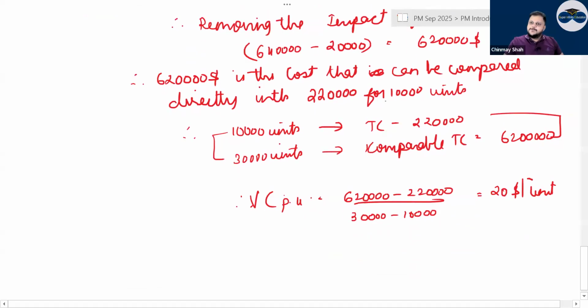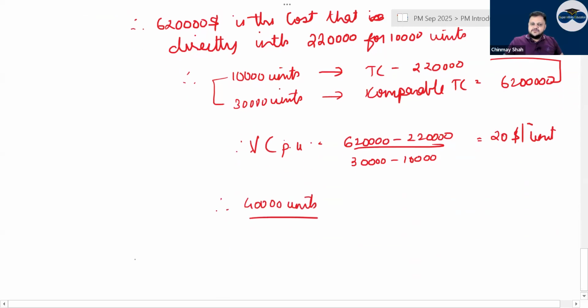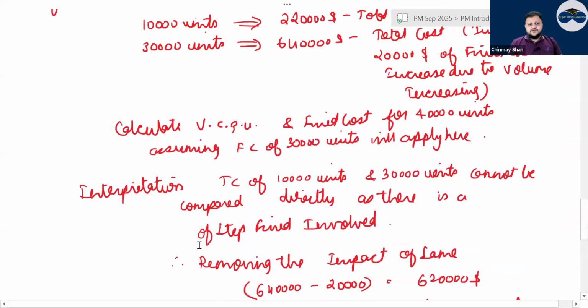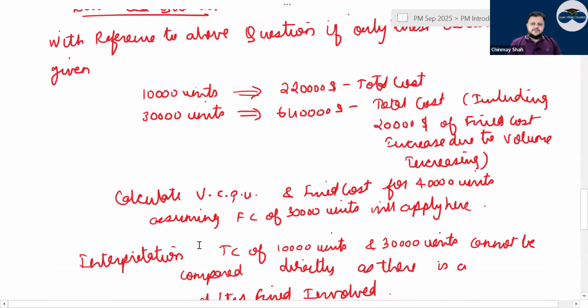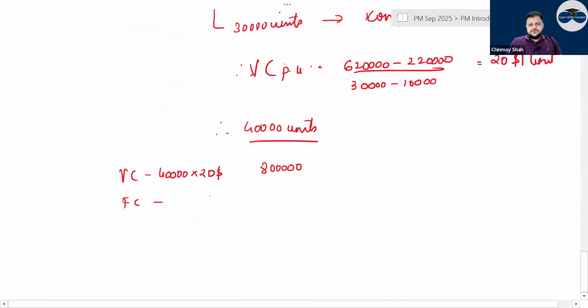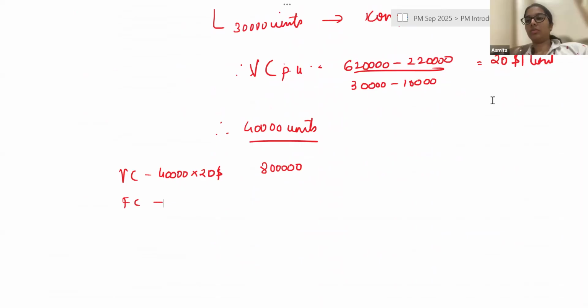Let's go ahead. Therefore, for 40,000 units, if we want to calculate, tell me how much is variable cost? 40,000 into $20, correct? How much is that? 800,000. And how much is fixed cost? Wait a minute, what did I ask? At 40,000, how would you calculate the fixed cost? Tell me.